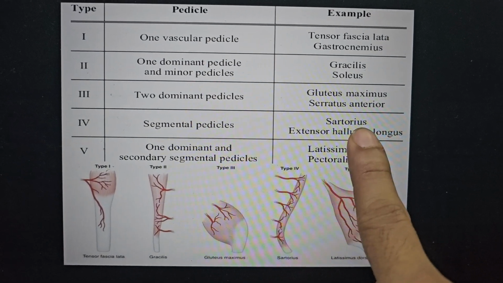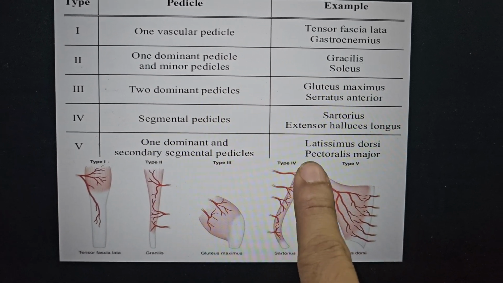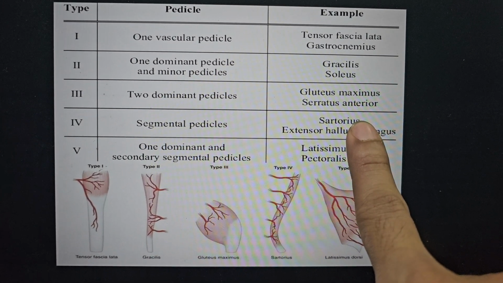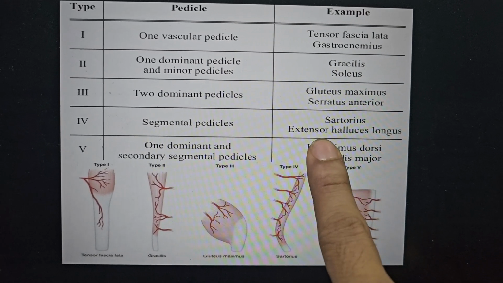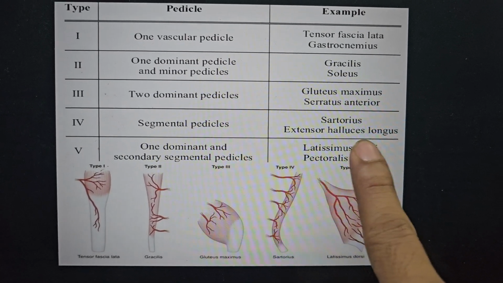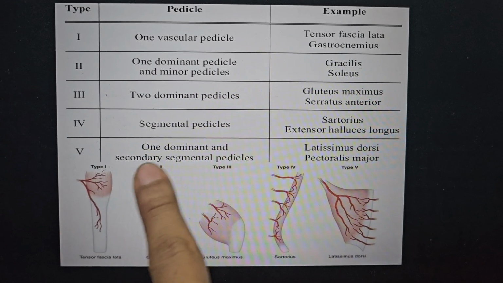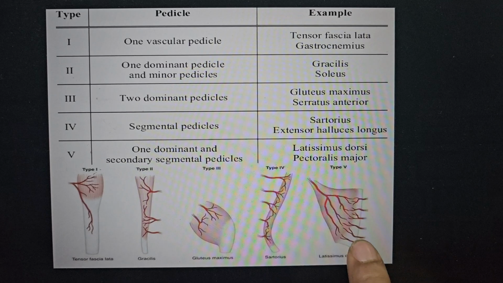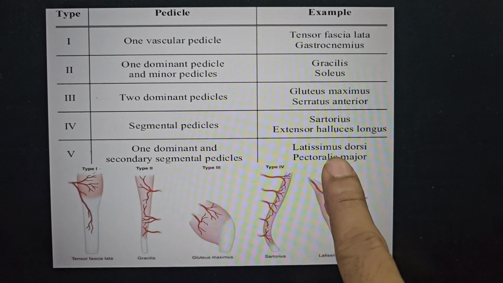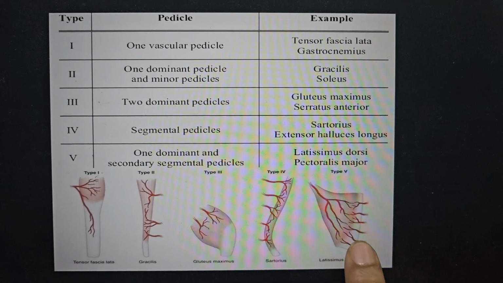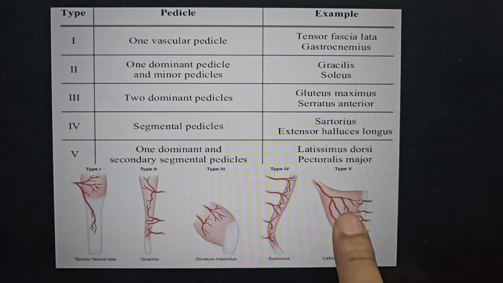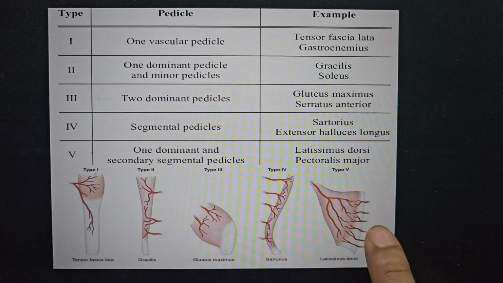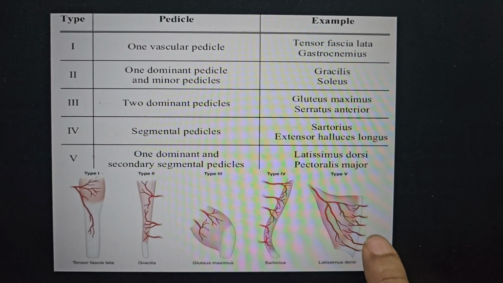Segmental pedicles, you now think of segmental, so it is a thin muscle. So think of one thin muscle in the front of the thigh, that is sartorius, one thin muscle in the front of the leg, extensor hallucis longus. And for this one, I think for people who are in plastic surgery, it's quite easy to remember, because we all know that latissimus dorsi has such a vascular pattern and pectoralis major has such a vascular pattern. So no fancy way to remember this one. I think your actual knowledge will help you remember this one.